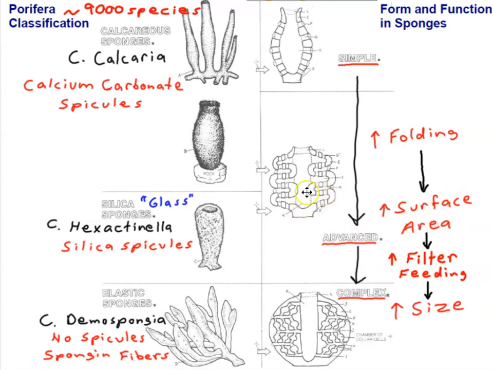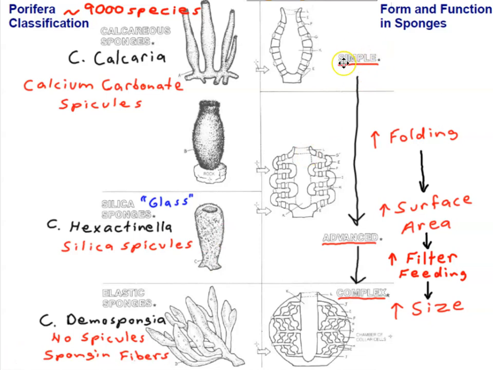Because all the body wall here is lined with choanocytes. And the more body wall you have in contact with the water, the more choanocytes you have in contact with the water, the more food you can capture, the more food you can filter. And that allows you to grow larger in size, which allows you to have even more channels and more folding.